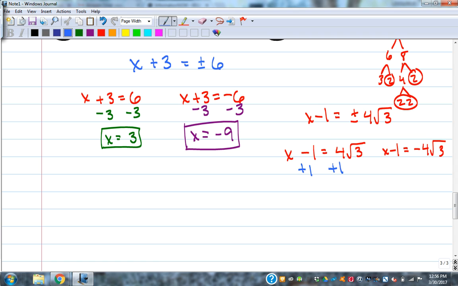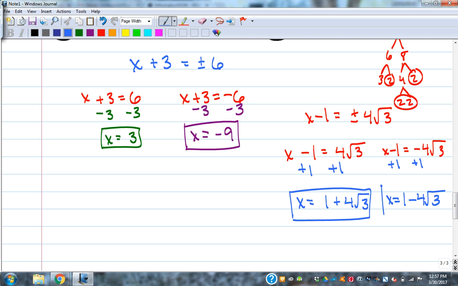But the thing about it is 1 is not a like term with 4 radical 3. We remember that from before spring break. Maybe we don't. It doesn't matter if we remember it or not. It's the truth. Okay? 1 plus 4 radical 3. On this other one, 1 minus 4 radical 3. You still get two answers.